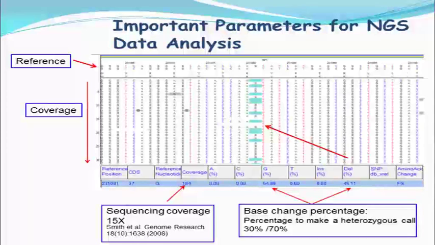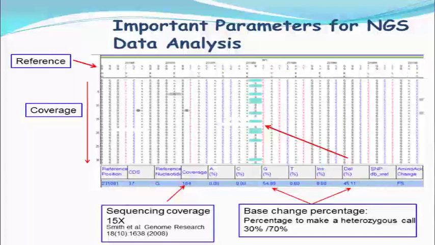And there are some important parameters for next generation sequencing you need to be aware of. First, we're talking about alignments. For human genome sequence, we align the sequence to the human genome reference sequence. Now it's HG19, but the newer release, HG20, through GenBank is already available.